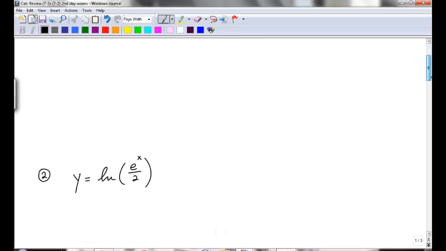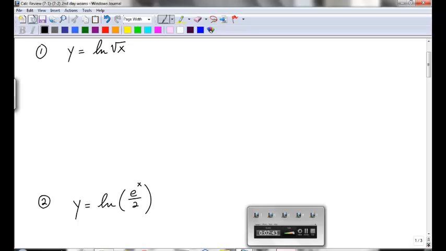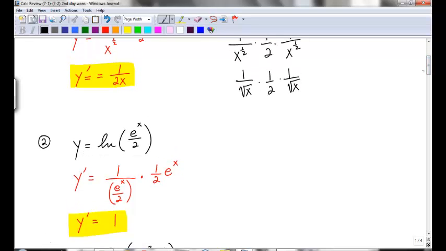Y equals the natural log of e to the x divided by 2. That e to the x divided by 2 is like your u. Okay, that's like the u. Okay, let's check answers on that one. So the derivative of the natural log of e to the x over 2 is still 1 over the e to the x over 2.